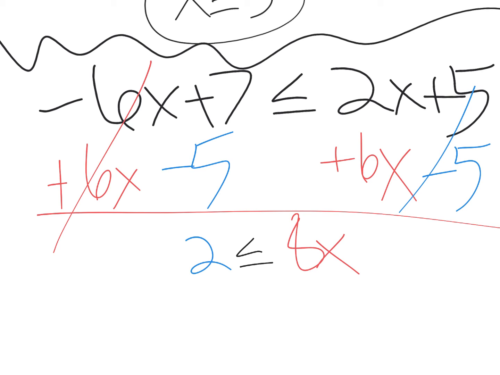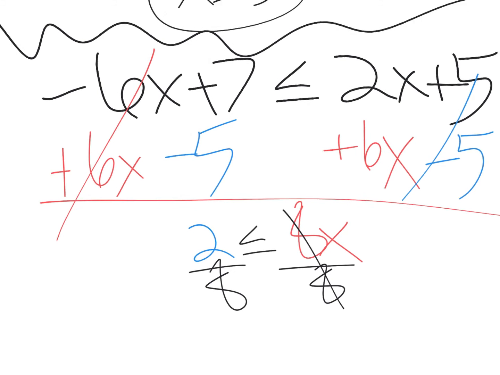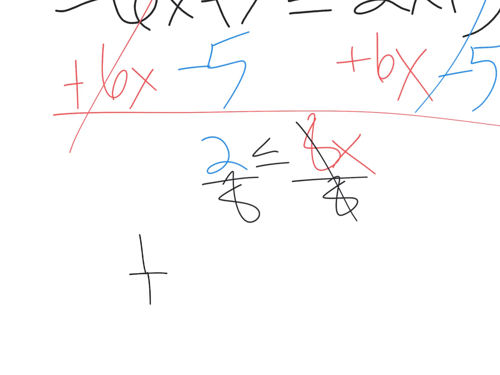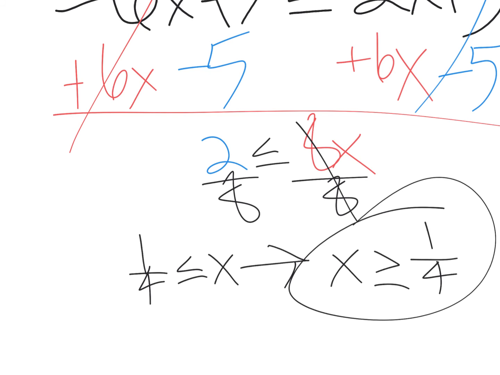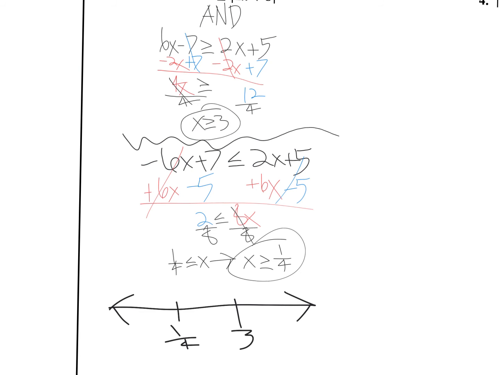Divide both sides by 8. And 2 over 8 can simplify to get 1 over 4. So I have 1/4 is less than or equal to x, which you could rewrite as x is greater than or equal to 1 over 4. So I have 1 over 4.